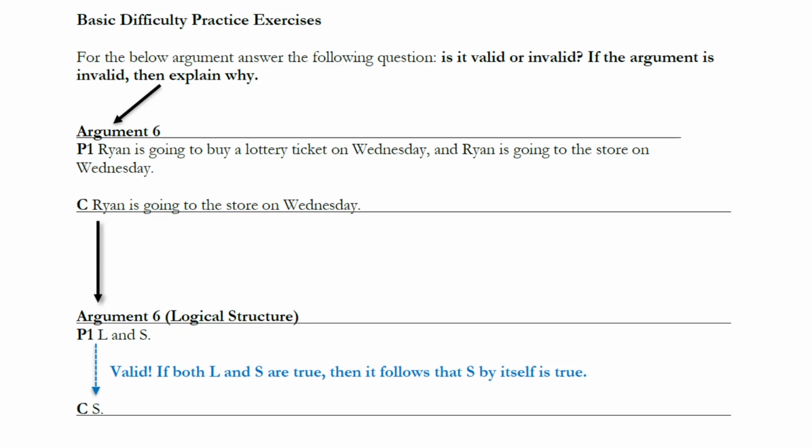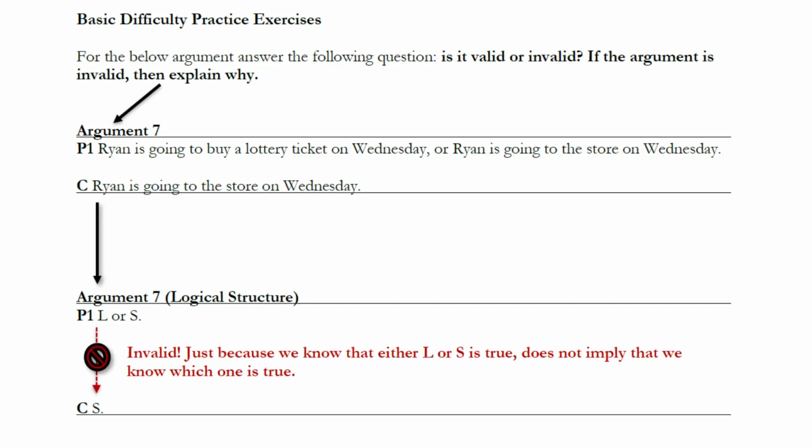Since validity is really just a matter of evaluating the underlying logical structure of an argument, this can sometimes be helpful when determining if an argument is valid or invalid. In this particular case, we can see that argument 6 is valid. P1 tells us both that L is true and that S is true. So if that is the case, then we know that each of those statements individually must be true as well. Therefore, we are able to conclude that just S by itself is true. So, this is an instance of valid reasoning.